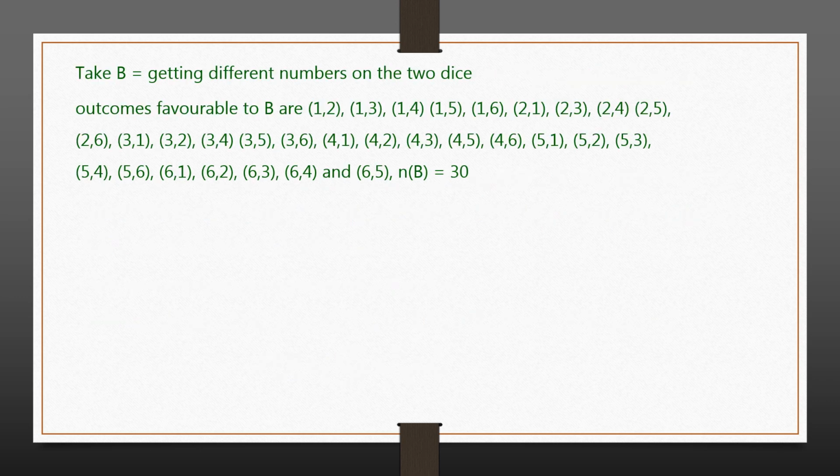Now B is getting different numbers on the two dice. We can list out all the outcomes from S which are favorable to B. There are 30 outcomes favorable to B. Therefore P of B is n of B by n of S, that is 30 by 36. We will get 5 by 6.